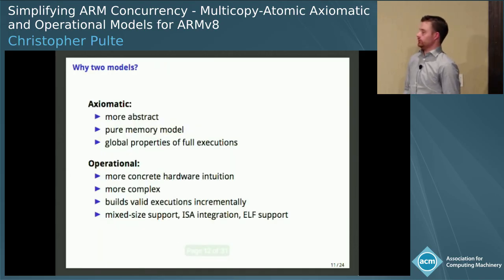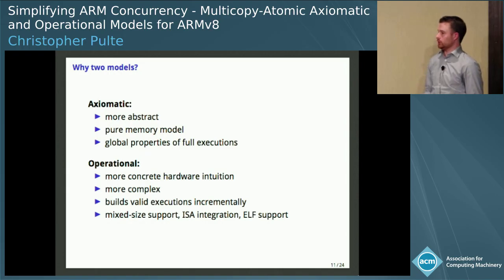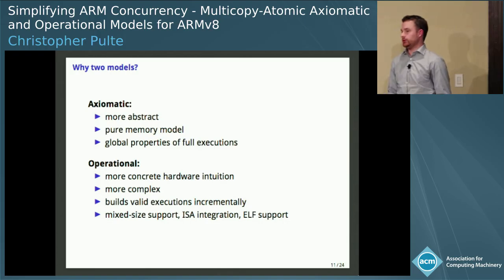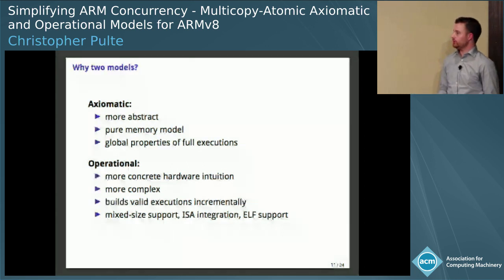Right. So there's this axiomatic model as part of the architecture documentation. Why have two models? The operational model has been the basis for our discussion with the architects, and they were co-designed in collaboration between ARM and us.